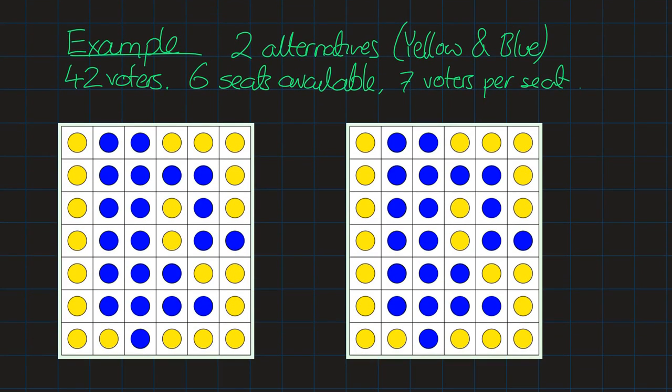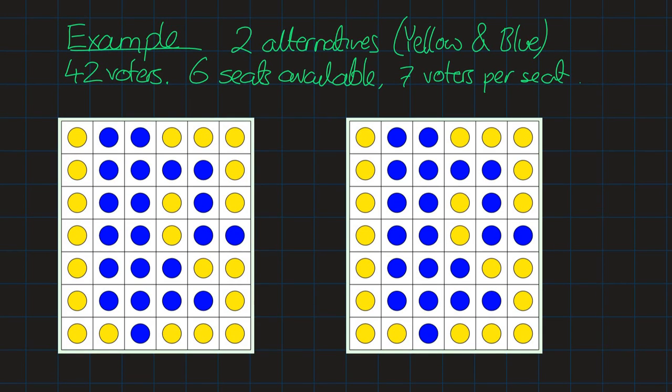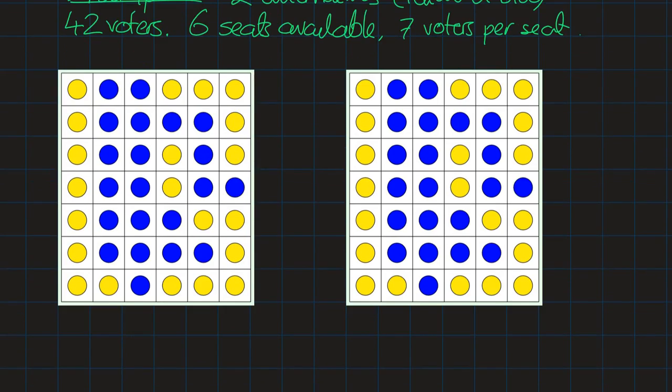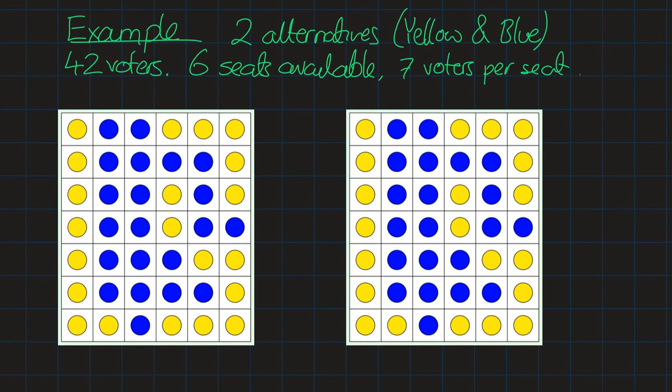This example says there are two alternatives, called yellow and blue, and there are 42 voters. This is a map of the voters. I've duplicated the map because I want to do something with the duplicate in a moment, so both maps are exactly the same. Think of it as a map of the states, and each square represents a voter, and the color represents what party they belong to, or what color they're going to vote for. The yellow circle right here means that this voter is going to vote yellow.